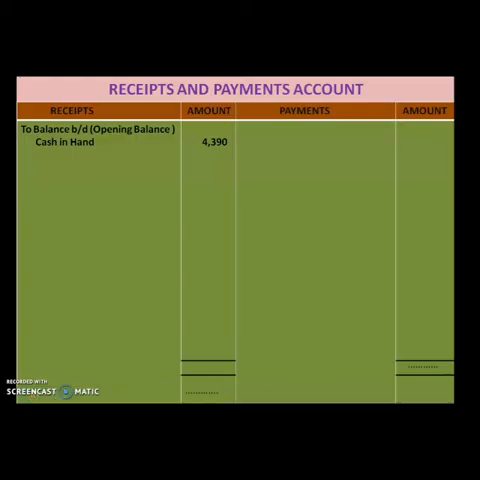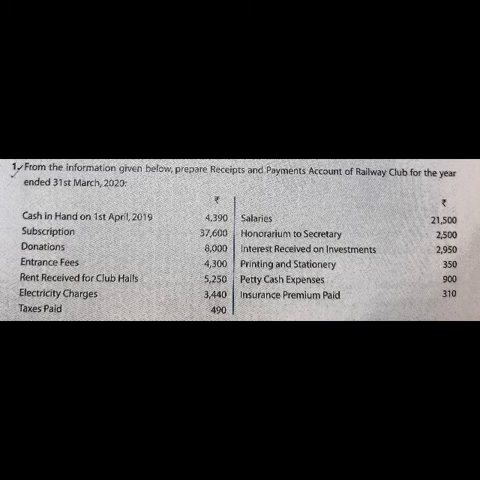Here is the receipt and payment account. The receipt side is the debit side and payment is the credit side. So on the receipt side, that is on the debit side, the first item as per the question is balance brought down. You can write it as opening balance, and the first item given to you in the question is cash in hand. Now moving further, we can see some more items. So all the items which are of receipt nature will be recorded on the receipt side, and all the payment items will be recorded on the payment side.